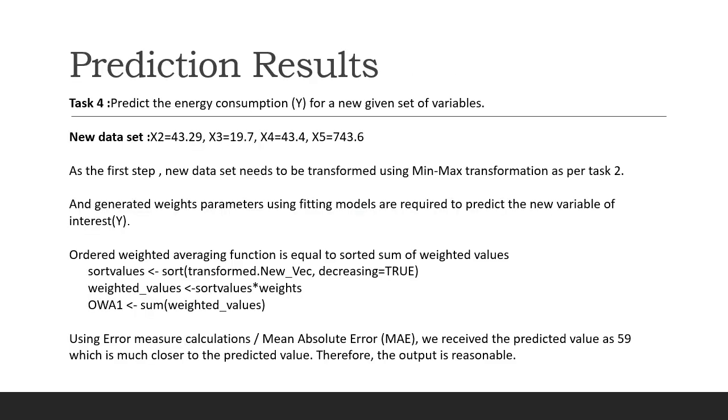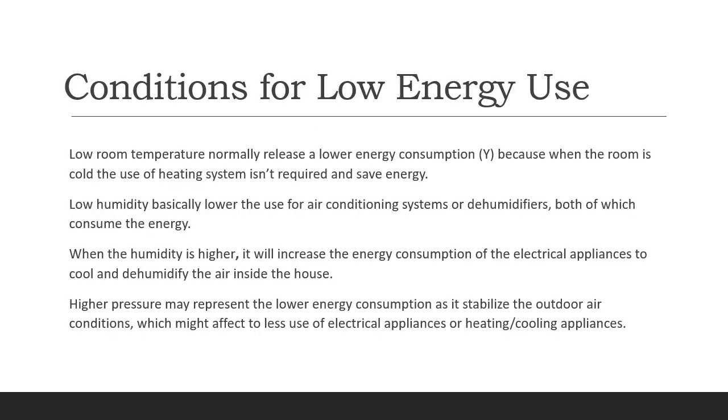In this slide, we are going to predict the energy consumption for a given set of variables. Using the error measure calculation, MAE, we receive the predicted value as 59, which is much closer to the actual value. Therefore, the output is reasonable and accurate. The conditions for low energy use: a low temperature and humidity indoor environment requires less heating, leading to lower energy consumption.